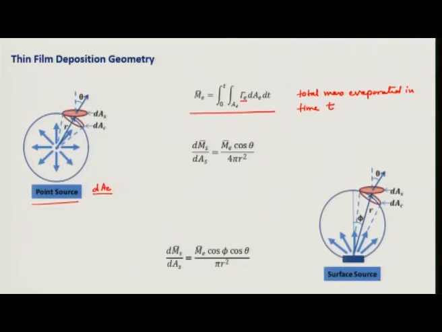Okay. Now, if you look at this geometry, some of this will fall on my substrate, which is kept here. This is my substrate, okay, at an angle such that the normal to this substrate makes an angle theta with the direction of evaporation. Okay. So, keep this in mind, this angle theta. So, this area DAC is nothing but DAS cos theta. Okay. This is from geometry.